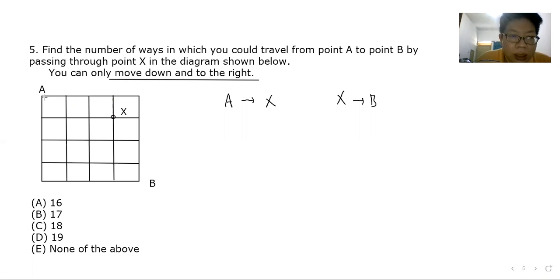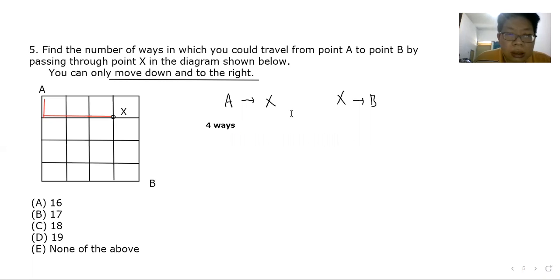The next way we can travel like this: right, down, and to the right. Two. The next way we can travel one step to the right, one step down, and two steps to the right. Three. And then we can travel one step down, and three steps to the right. Four. So there are four ways to travel from point A to point X.